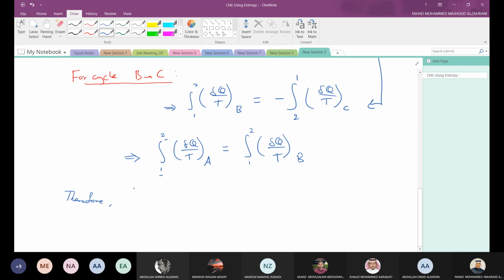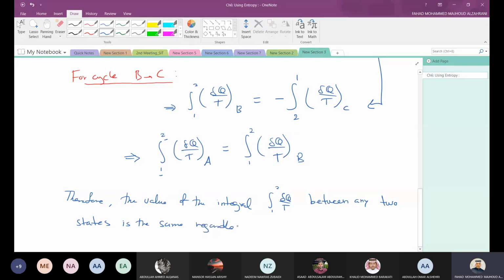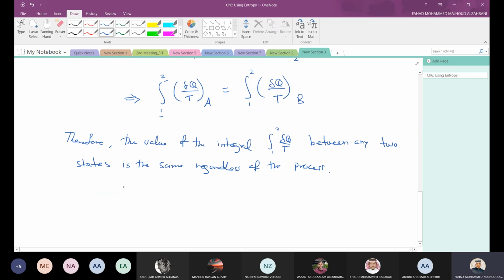Since now we know that this is a property, we can write this down. Therefore, the value of the integral from 1 to 2 of dq over T between any two states is the same regardless of the process. Okay, so in this case, we conclude that this integral is a property.